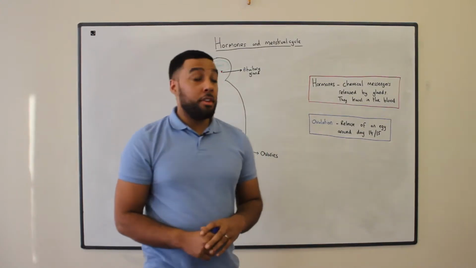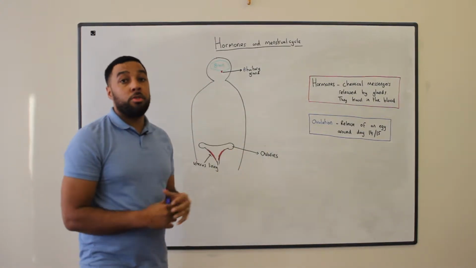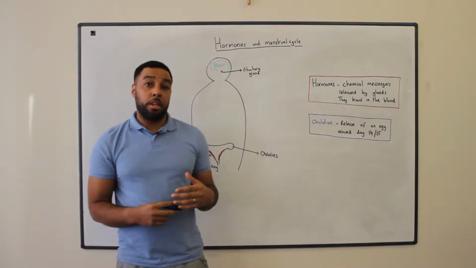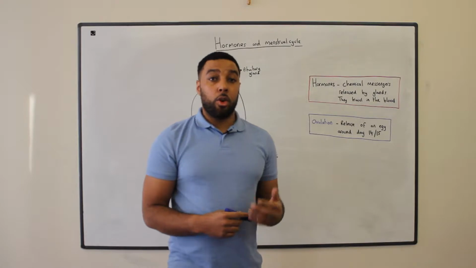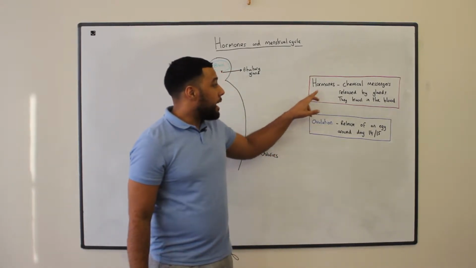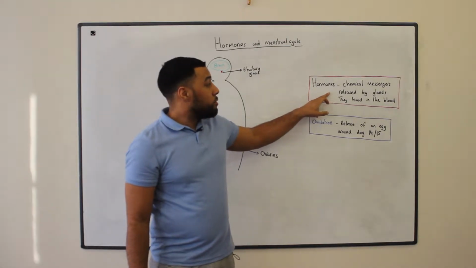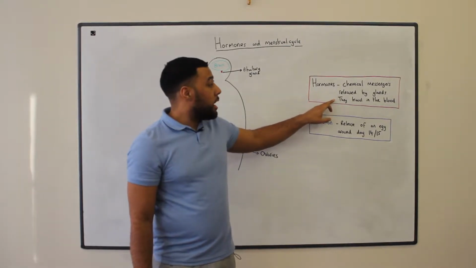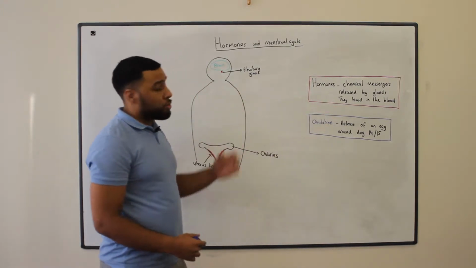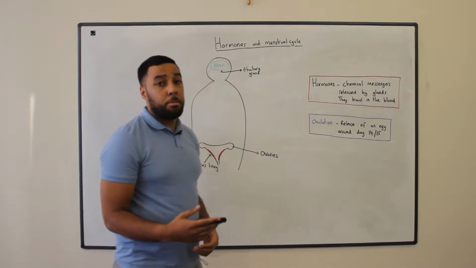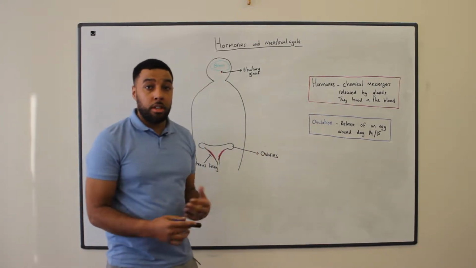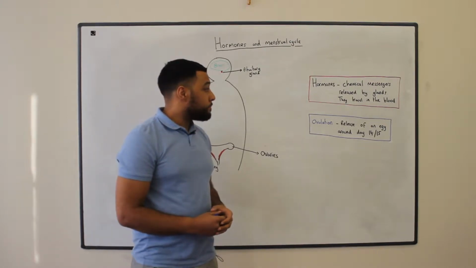Hi guys, welcome to another video, and today we're going to be looking at hormones and the menstrual cycle. Now, processes in our body can also be coordinated by hormones. The definition of a hormone is a chemical messenger released by glands that travel in the blood. And the menstrual cycle that takes place in females is a perfect example of how hormones can coordinate responses.